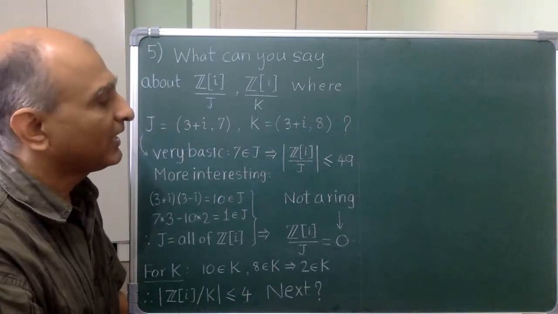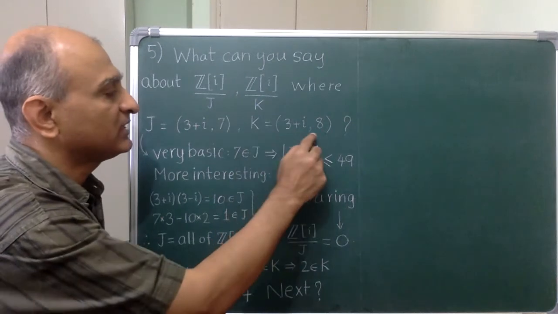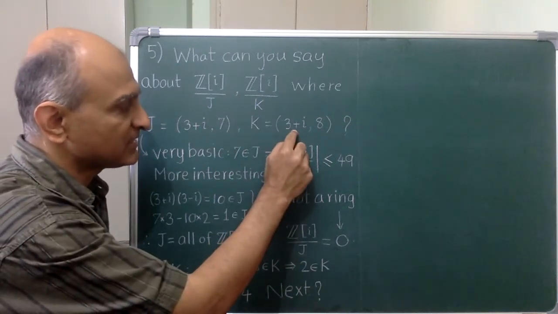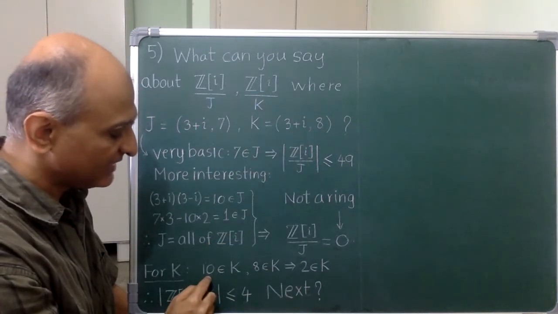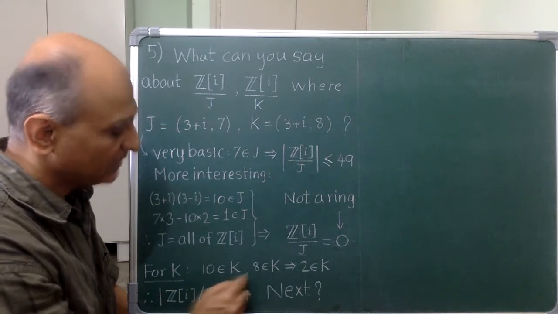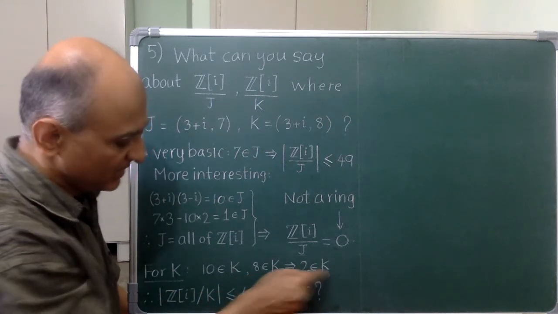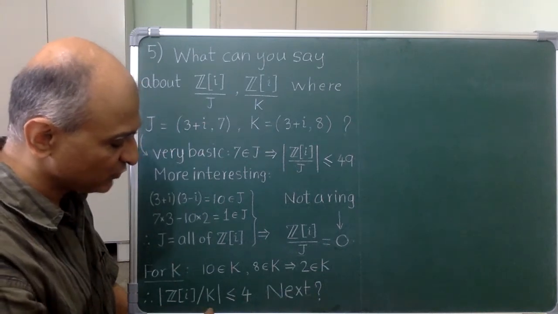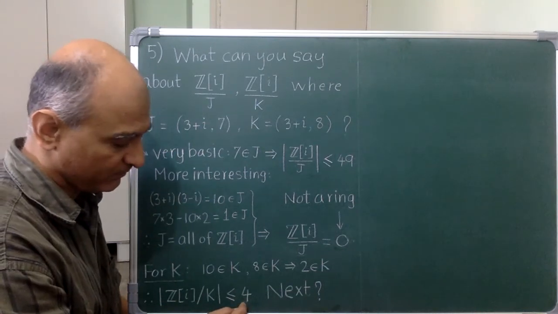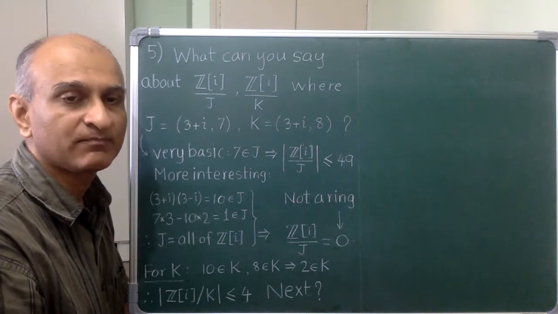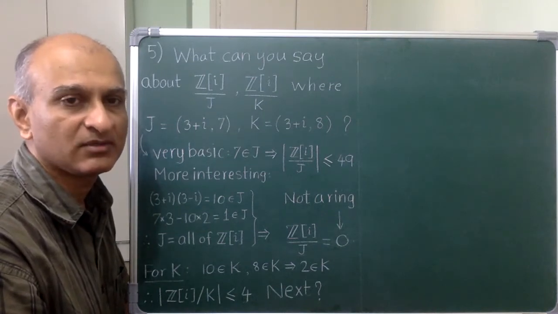Alright, I can apply the same logic over here. Because 3 plus i is there, I still get 10 in K. Now along with 8, I deduce that 2 must be in K. Therefore, the size of this quotient is at most 4. Does it collapse more? See if you can find out.